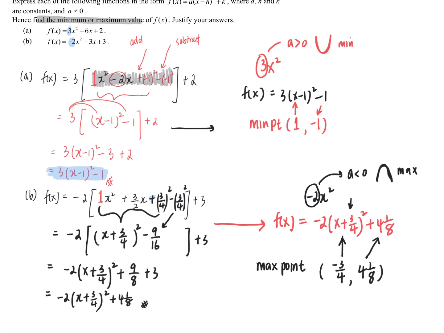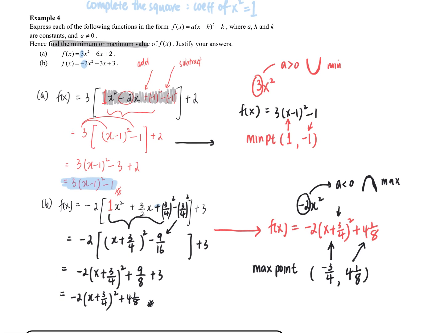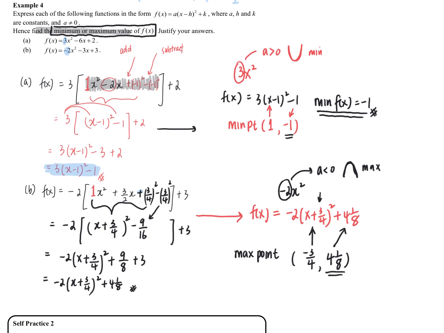So first thing first, read the question carefully. They want the maximum or minimum value of f of x. They never say they want the coordinate. They want the y value. So you have to tell me minimum f of x is this one. So you don't write this as your final answer. You don't get the final answer mark. So be careful about that. Same thing here. This is the maximum f of x.